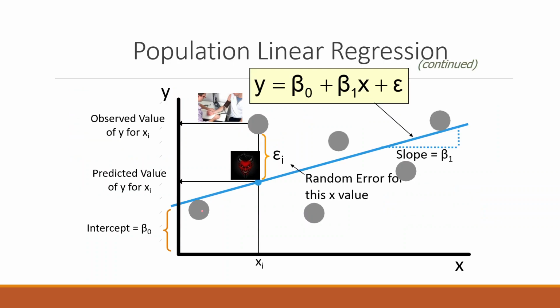You can see here, these are the observed points and I'm trying to pass a line in such a way that it can cover maximum points. So this is the actual observations and this is the predicted, and whatever is the difference is the error. So y is equal to beta 0 plus beta 1 x plus error.